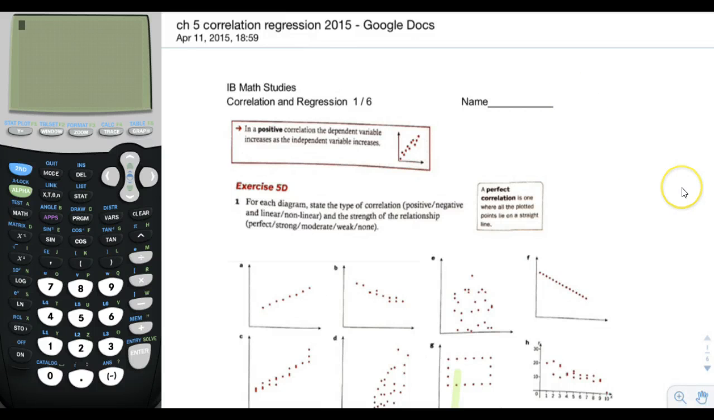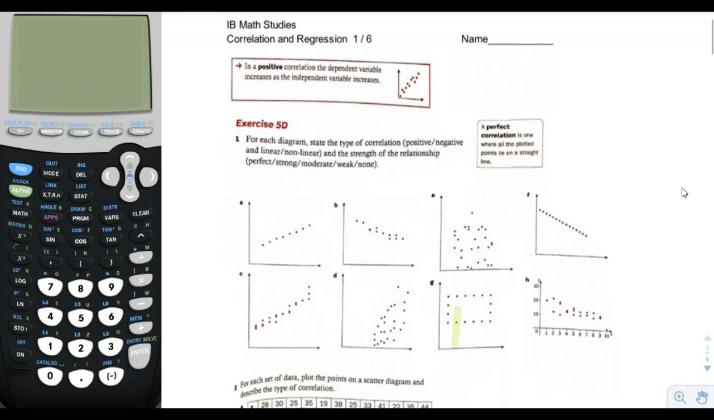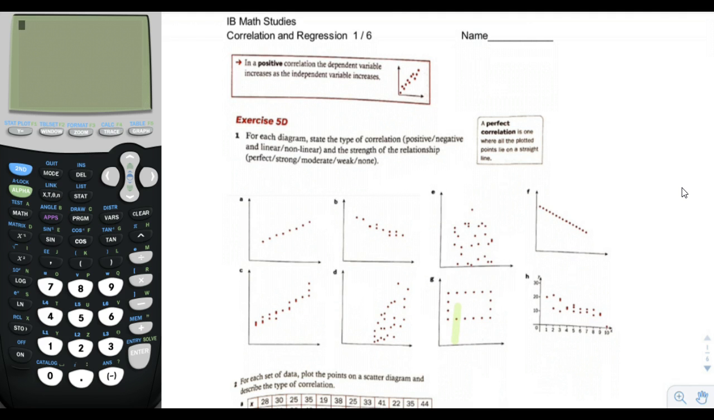Correlation and regression, page 1. So the first thing we see here is that in positive correlation, we have a positive slope or gradient. You can see that the data goes up as you go from left to right. They basically say the dependent variable, which is the y-axis, goes up as the independent variable increases. So positive gradient or positive slope is positive correlation, so easy to remember.